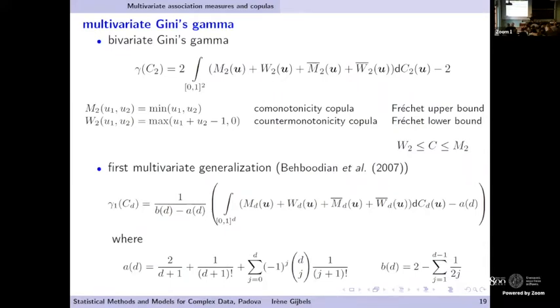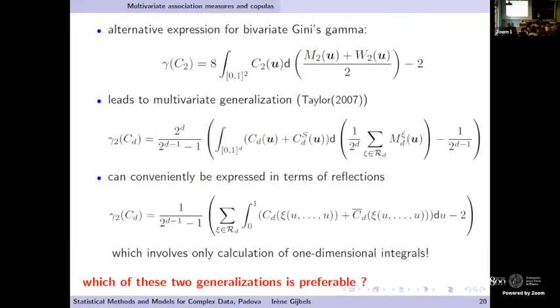But you have an expression, you have things which are around. But there is another version around of a multivariate generalization of Gini's gamma, which is this one, and I'm not explaining where it comes from, but you can look at the papers for that. You get to this, where these survival copulas are coming in, where these reflections are coming in.